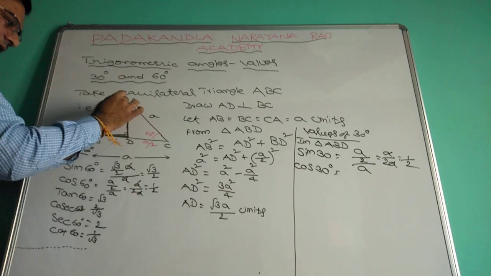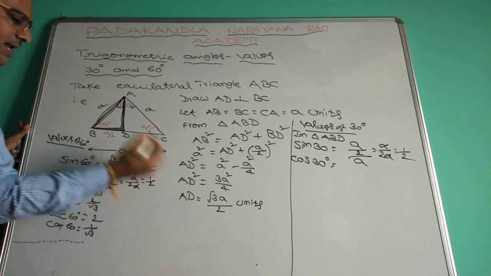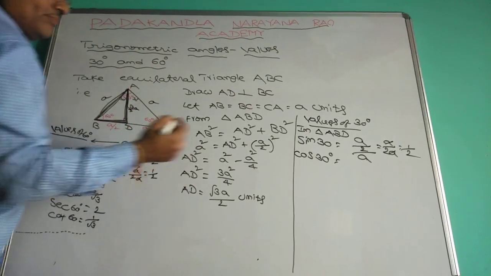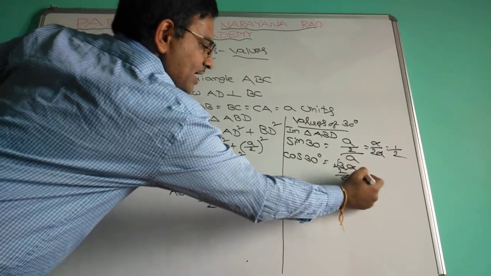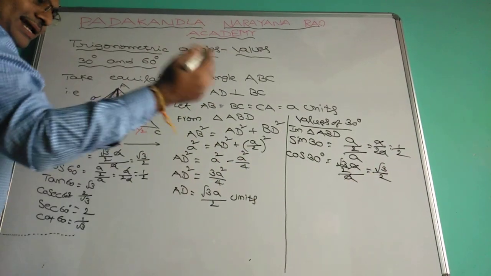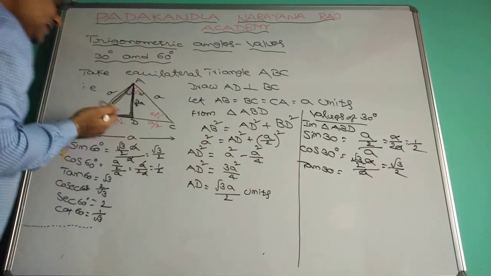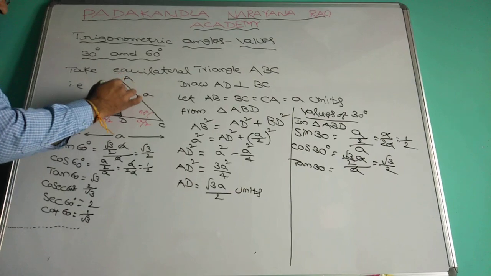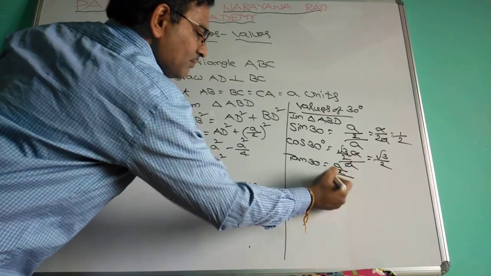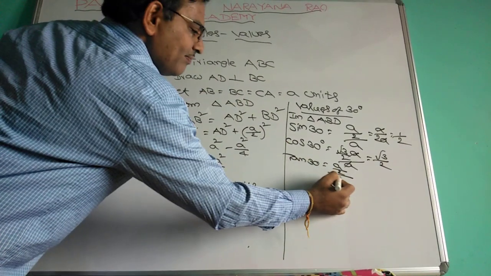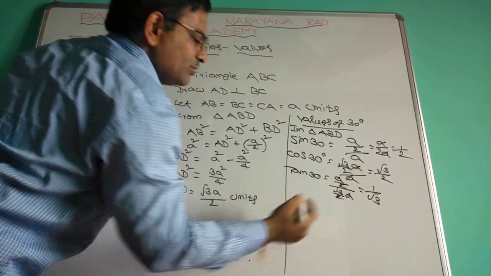Now, cos 30. What is cos 30? It is the adjacent side, AD by AB. AD means already here the value root 3 by 2A, that means root 3 by 2A by A, cancel, that equals root 3 by 2. Similarly, tan 30, sin 30 by cos 30, or tan 30, opposite side by adjacent side, A by 2 by root 3 by 2A, that equals 2 cancel, A cancel, 1 by root 3.